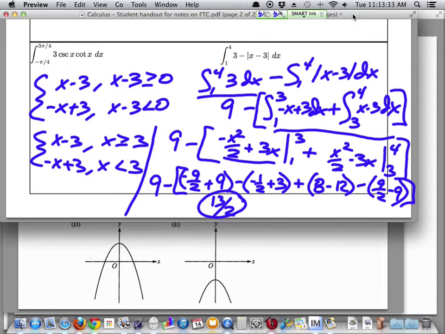Hey, Jairus, 13 over 2 represents 2 things. Give me one of them. The area of 3 minus absolute value of x minus 3 between 1 and 4. Okay, the area under the curve of 3 minus the absolute value of x minus 3 between 1 and 4. And what else does it represent, Zach? The change of the function above between 1 and 4. Very good. The change in the function above it between 1 and 4. So that's the fundamental theorem of calculus. Any questions?